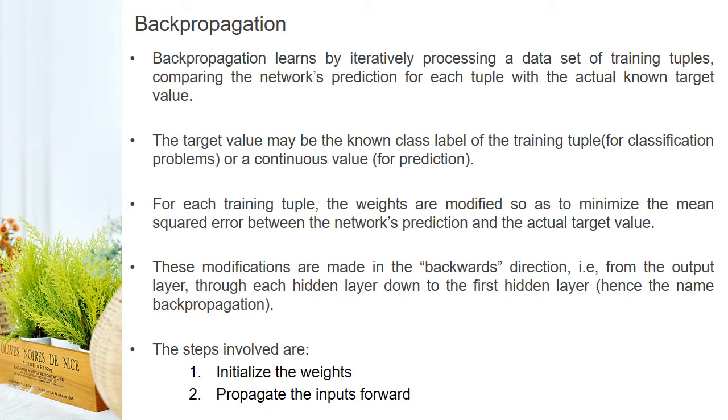These modifications are made in the backwards direction, that is from the output layer through each hidden layer down to the first hidden layer. Hence the name backpropagation. So the weights are modified in a backwards direction, therefore the name backpropagation. It involves two steps. First one is initialize the weights. Second one, propagate the inputs forward.